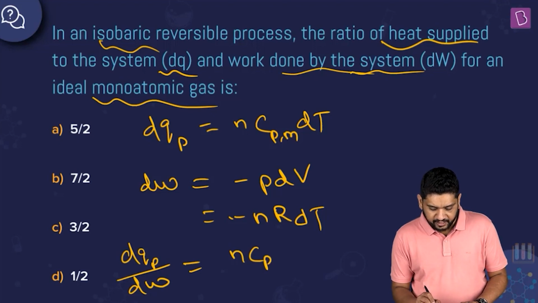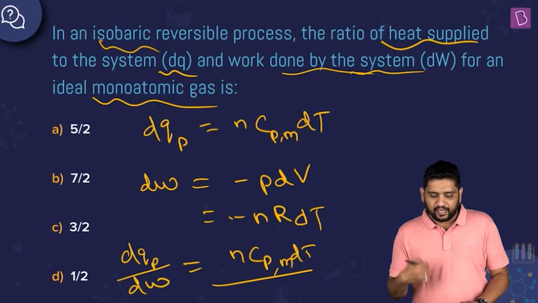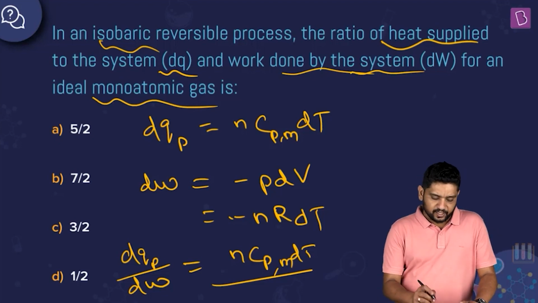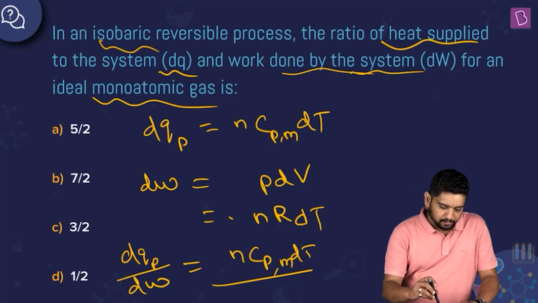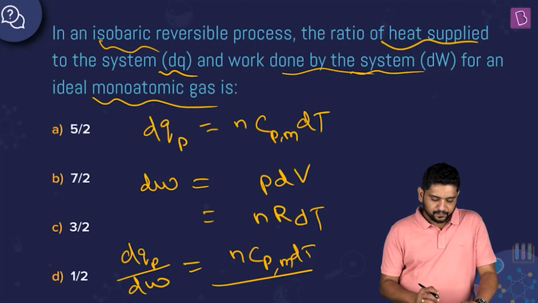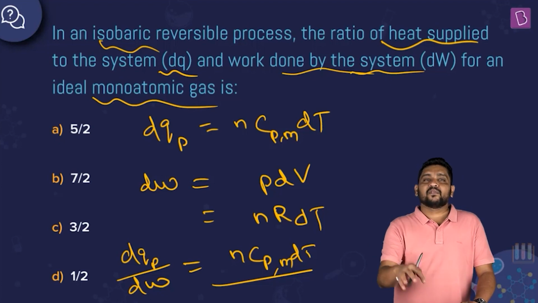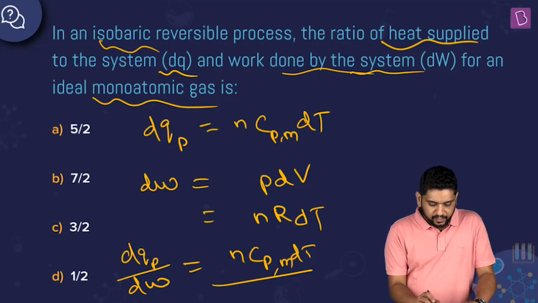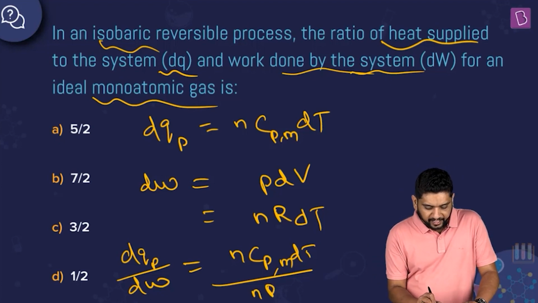n Cp molar dT divided by, okay, work done by the system is what is being asked about, so I'm not taking this minus. Work done by the system is positive, right. So we don't take minus. Normally what we calculate is work done on the system, right. So yeah, divided by nRdT.